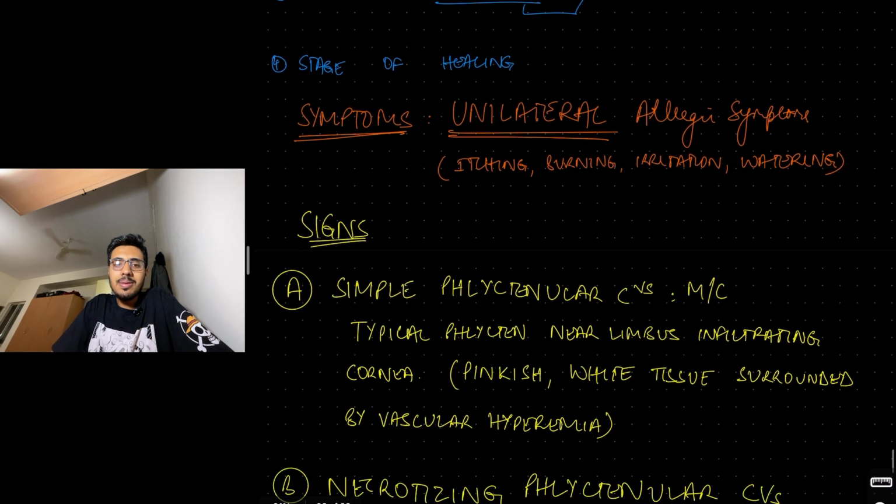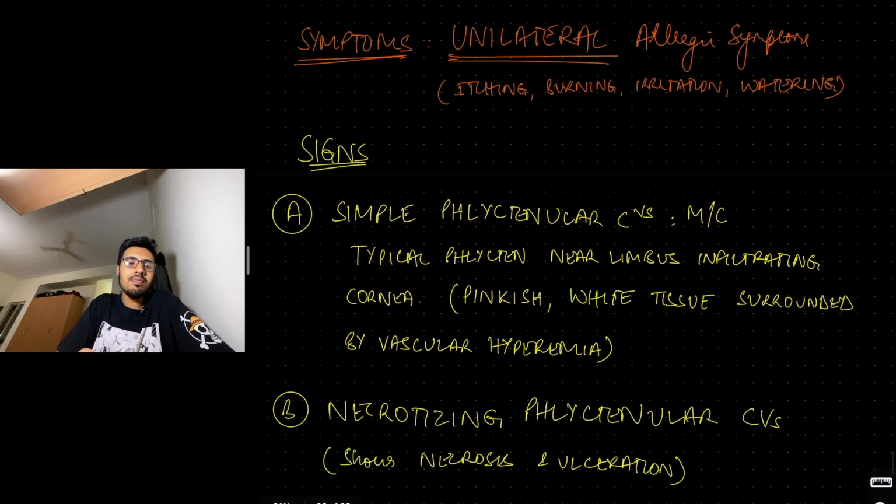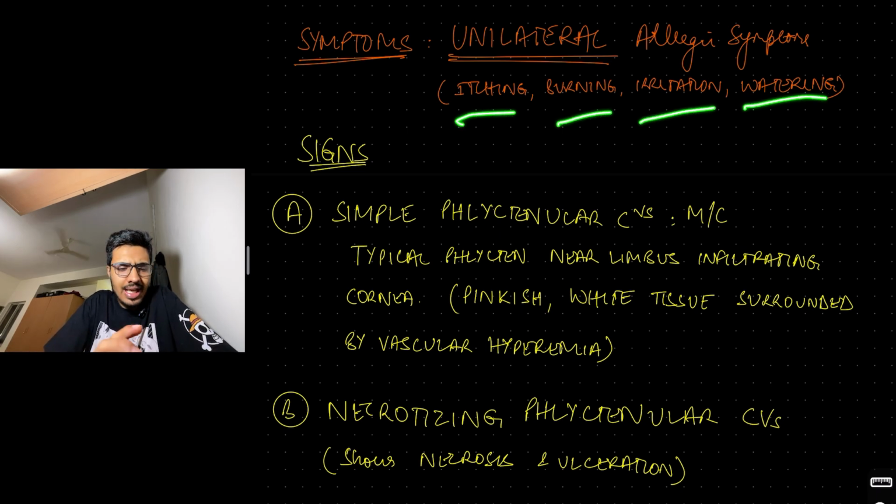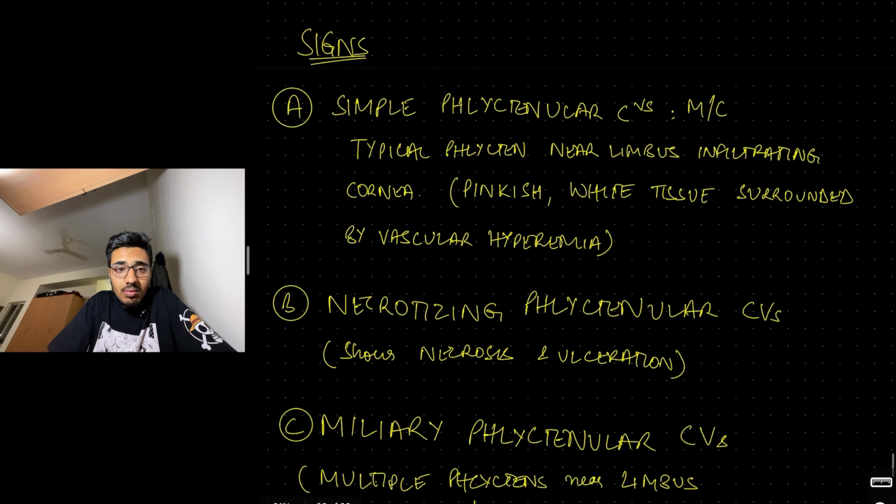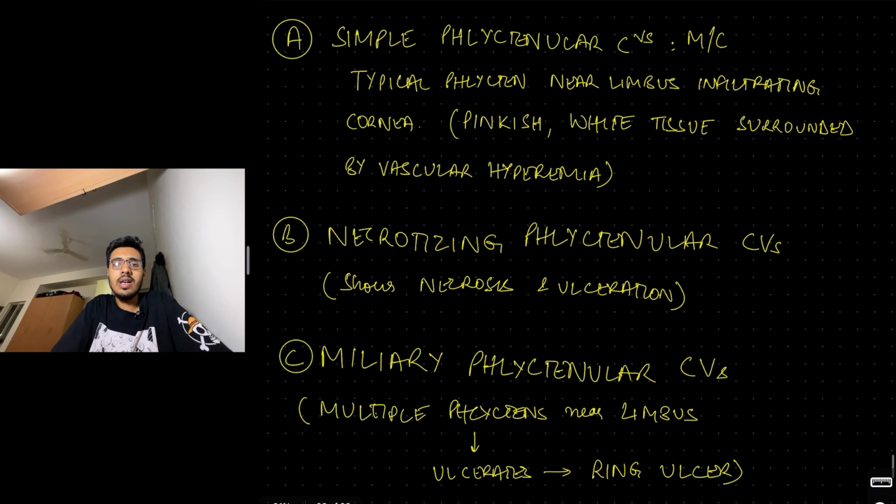Coming to the symptoms, one thing you need to remember is that here it is unilateral. Phlectenular conjunctivitis symptoms are more unilateral. In all other types of allergic conjunctivitis, most of the time it is bilateral, but here it is unilateral. And what will you have? You will have allergic symptoms like itching sensation, burning sensation, irritation, watering, etc. Basic.